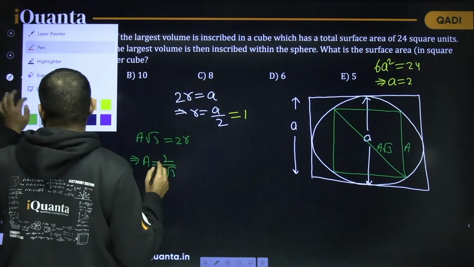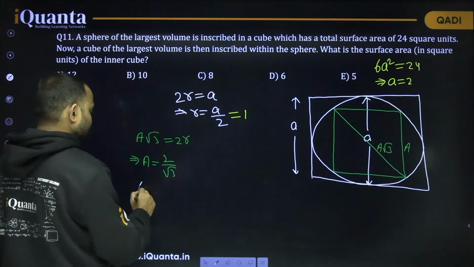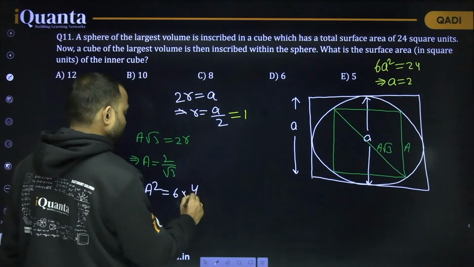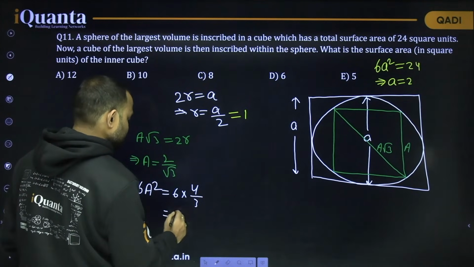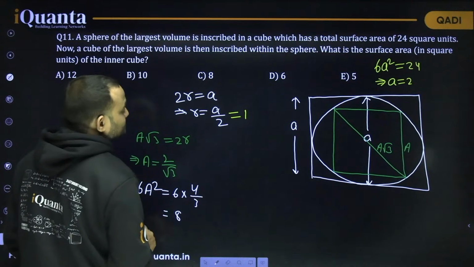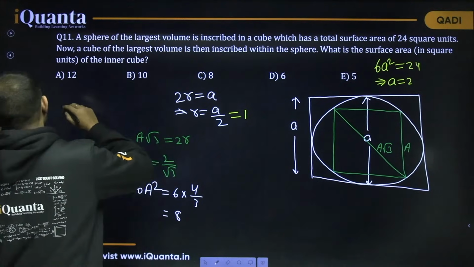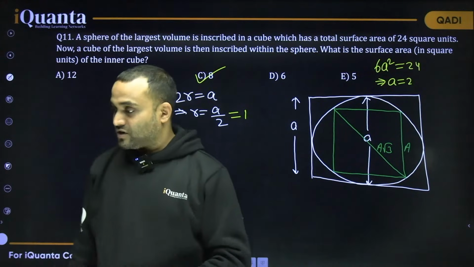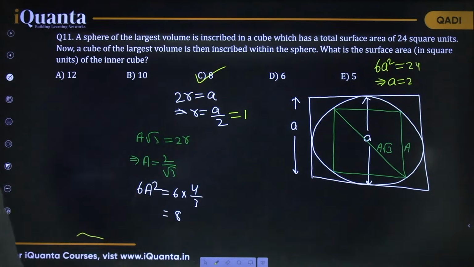So we need to find the total surface area. So we need to find 6A square, that means 6 into 4 upon 3, which gives us 8 square units. So option C is the correct answer, which all of you got. Aniket, no, 84 by 11 is not correct. Not, these are in the options. The correct answer is exactly 8, option C.